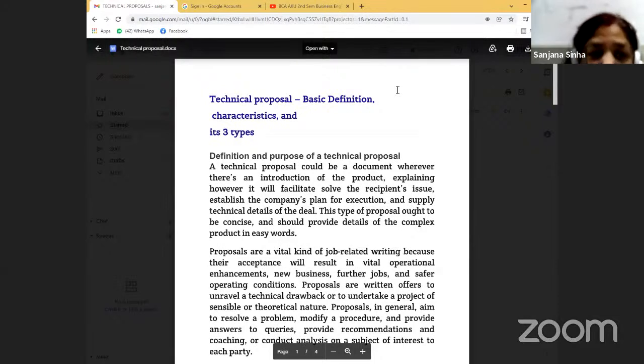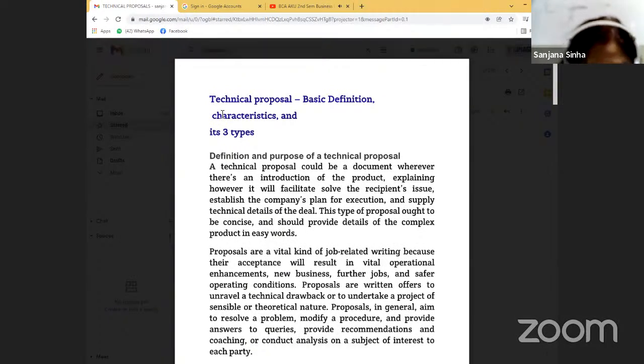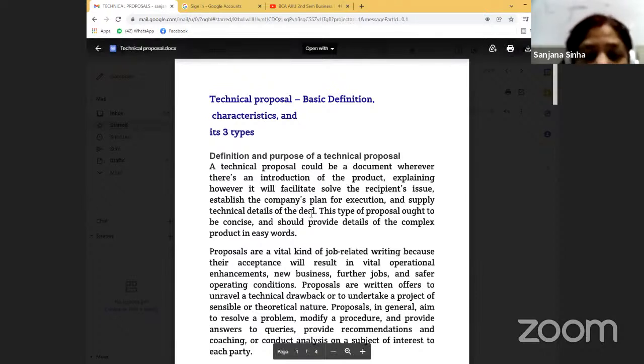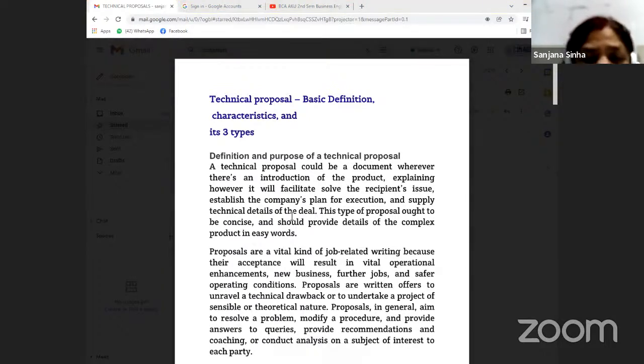Do not be confused with the term technical क्यों डाल दिया गया इसमें? All proposals are supposed to be technically written. सबसे पहले तो आप आंसर करेंगे proposals can be... So the definition. So the definition and purpose of a technical proposal.